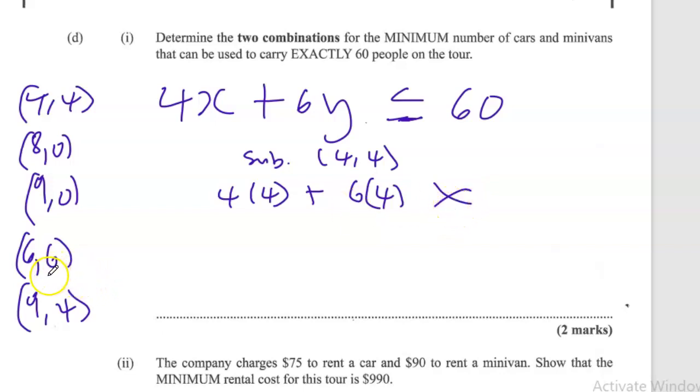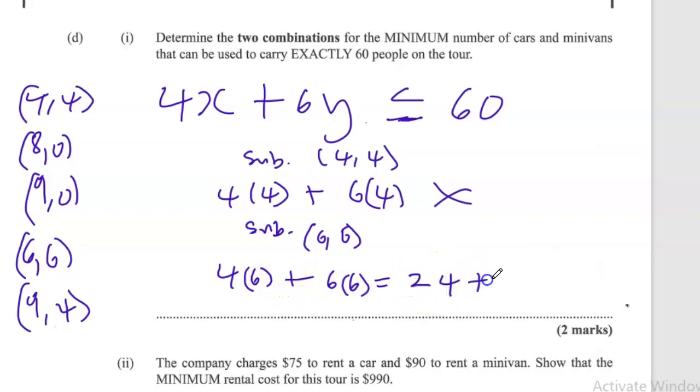Let's just try 6, 6. If I try 6, 6, this would be 4 times 6 plus 6 times 6. 4 times 6 is 24. 6 times 6 is 36. Add these two values, we get exactly 60. So this combination definitely will work.